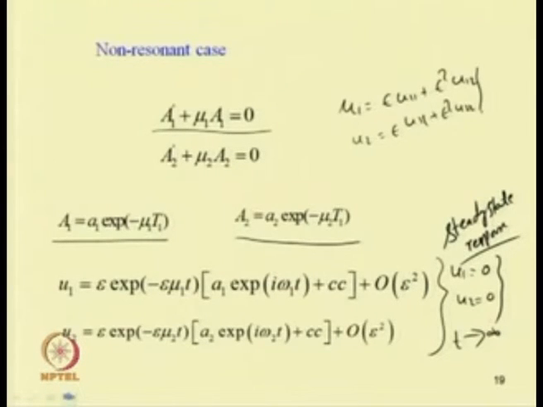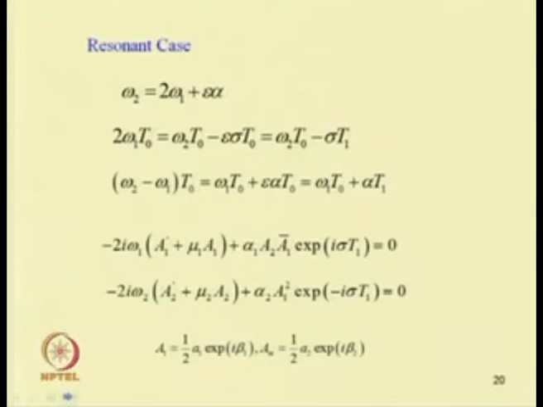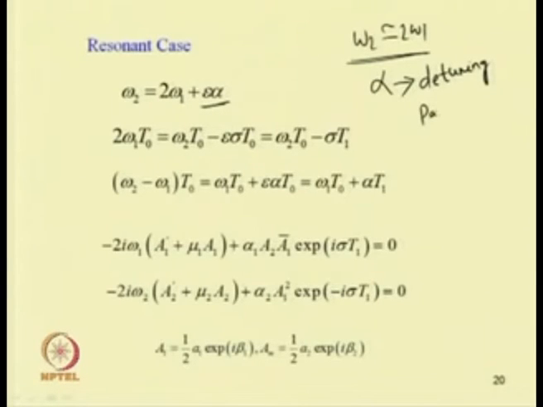And let us see the resonant case. In the resonant case, we are taking this omega 2 nearly equal to 2 omega 1. So, we can use one detuning parameter to express the nearness of omega 2 to twice omega 1. To express that, we are taking a detuning parameter alpha, which shows the nearness of twice omega 1 to omega 2. So, it can take plus or minus value.